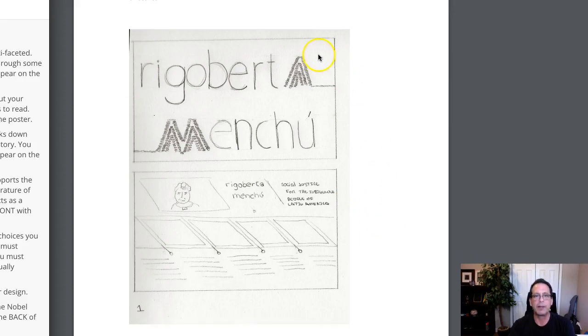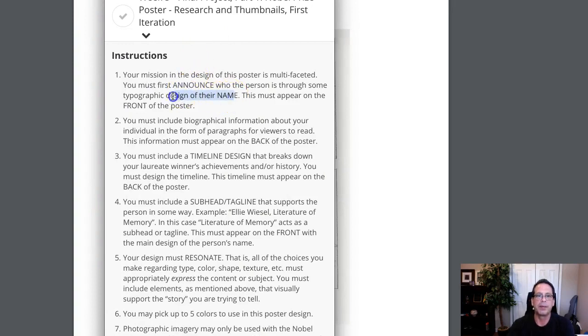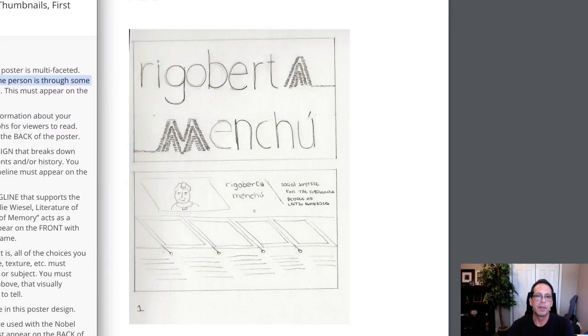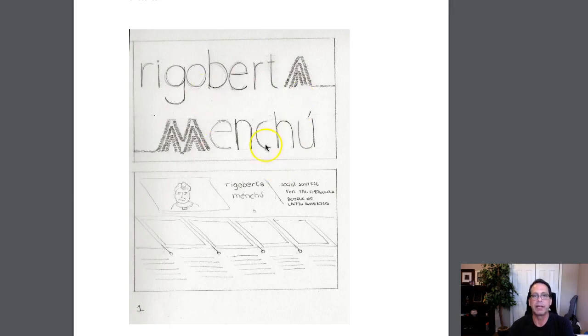Now in the front of the poster, what you're doing here is creating these textiles. There's these patterns. So these are typographic solutions, and I am referring specifically to the first set of instructions. So you're going to announce who the laureate is through some typographic presentation. And then also I want you to look at number 4 too, because that requires a tagline be included on the front of the poster.